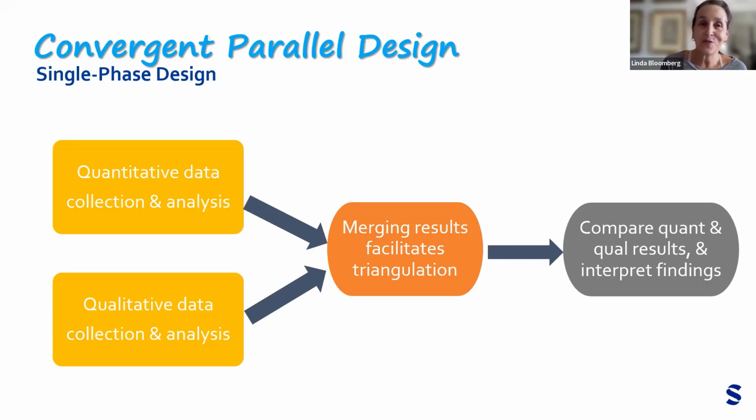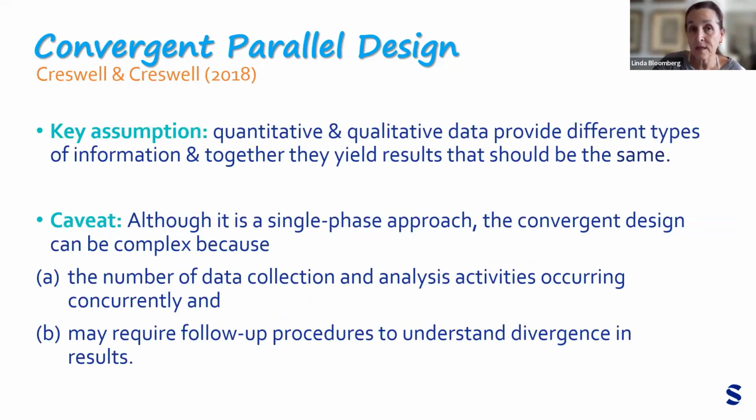Convergent parallel, which is the first design, is a single phase design. Quantitative data collection and analysis occurs. Qualitative data collection and analysis occurs. Then the researcher merges the results, facilitating triangulation. And remember, triangulation is getting data and also analyzing data from different perspectives. Then the researcher will compare quantitative and qualitative results and interpret the findings. So that is the convergent parallel design, the first mixed methods design that is spoken about and explained in the literature.